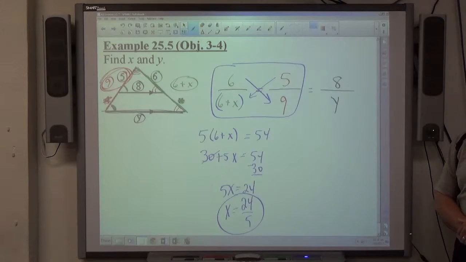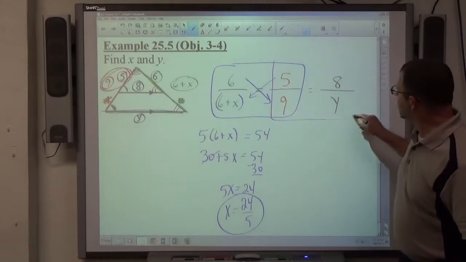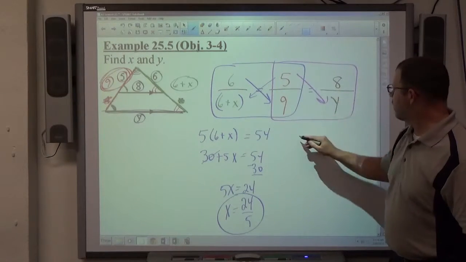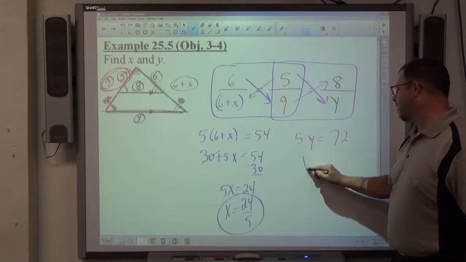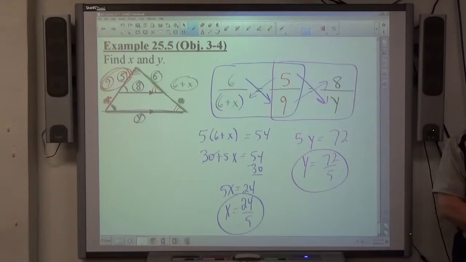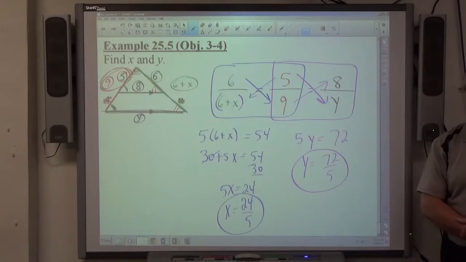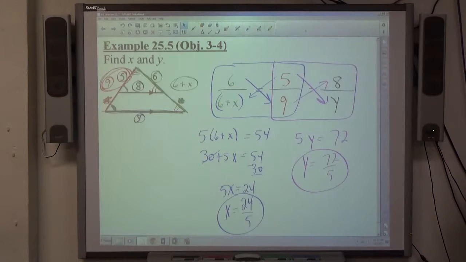No calculator necessary. Alright? If I'm going for the other answer right here, this product, 5y, equals that product 72. Divide by 5, you get y equals 72/5. 14.4, if you're keeping score. 72/5 is easier, no calculator necessary. It's the first place you get to. All right, so that's how you do that.